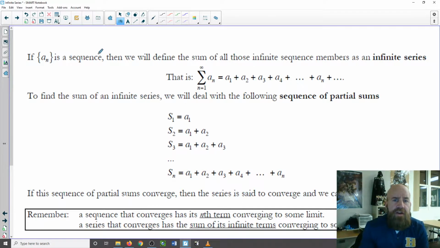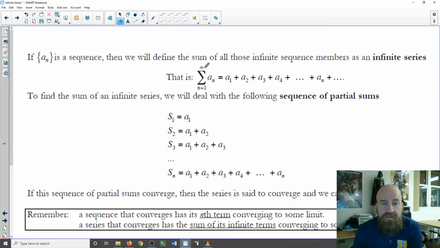So the first thing we need to know is what a series is. Specifically, what we're dealing with now is an infinite series, but a series in general is a collection of numbers added together. So it's the numbers that you got from a sequence added together. Okay, so you're given a rule just like we were with a sequence. You find a bunch of numbers and then you add them together.